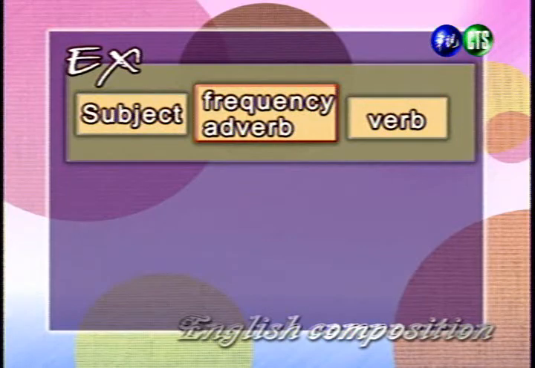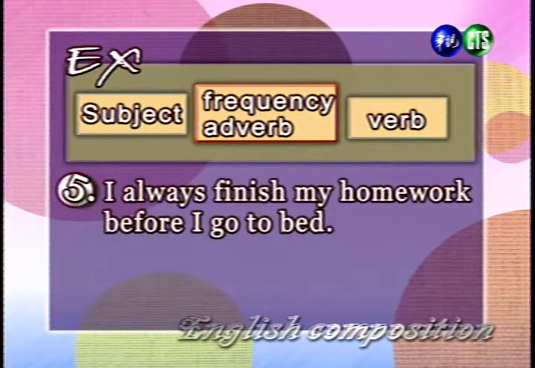If your verb is a simple present tense verb or a simple past tense verb, then you put your time expressions before the verb. All right, so let's take a look at these examples. Sentence number 5 says, I always finish my homework before I go to bed. And so you can see here the frequency adverb is before our verb finish.